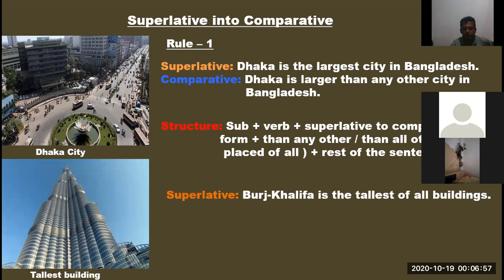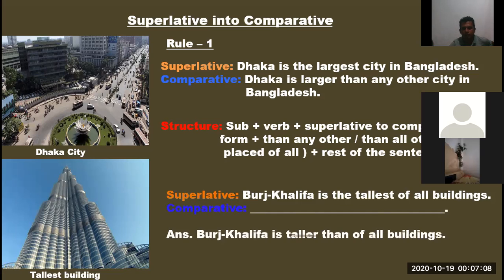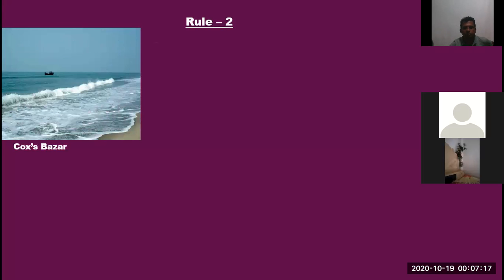It is the tallest building. The tallest of all buildings. And what is the comparative form of this sentence? Burj Khalifa is taller than all other buildings. Now come to rule 2.